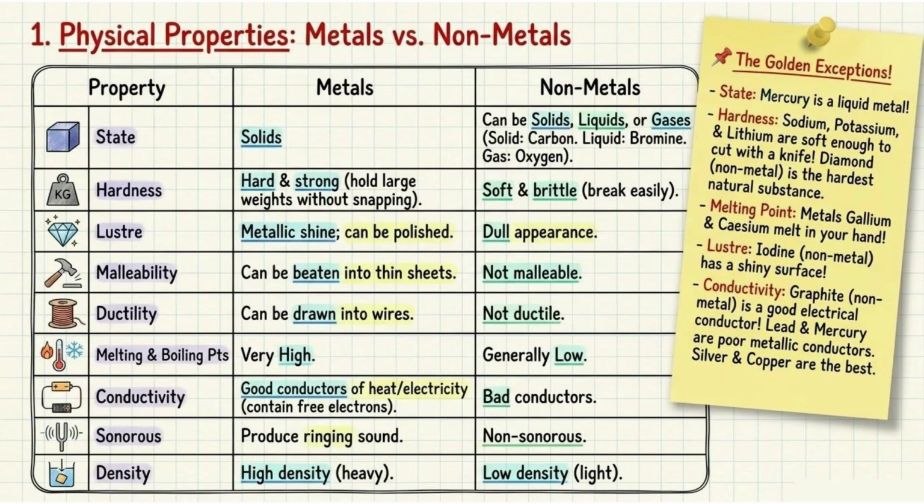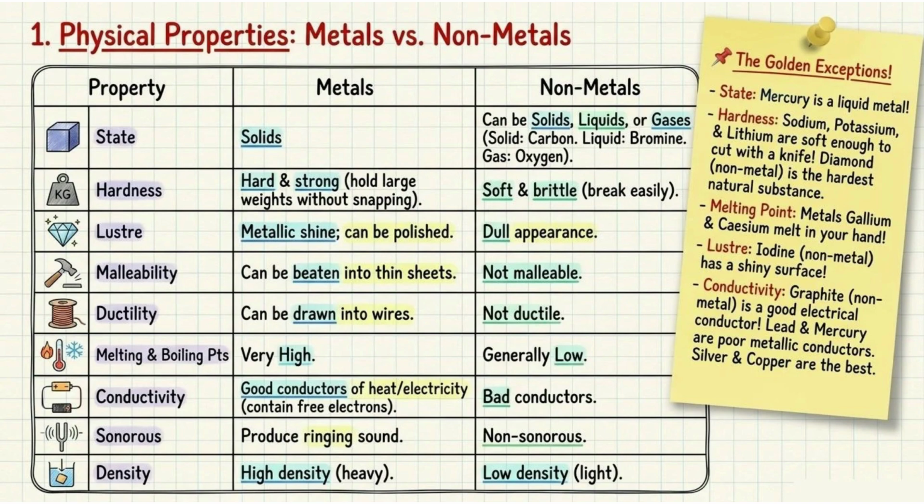Right. Now, nonmetals, generally speaking, are pretty much the exact opposite. They're dull, they're brittle, poor conductors, definitely not sonorous, and they can exist as a solid, a liquid, or a gas. But wait, chemistry is full of rule breakers. So are there exceptions to these physical properties? There absolutely are, and we like to call these the golden exceptions. Let's tag team these because they are super fascinating.